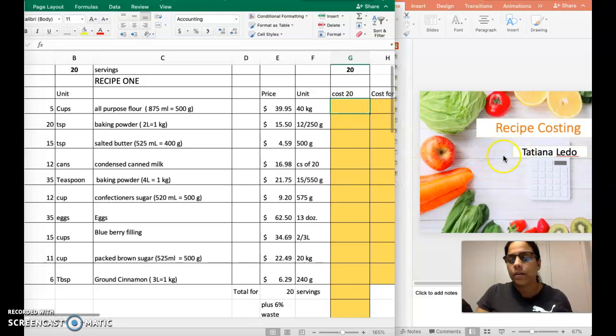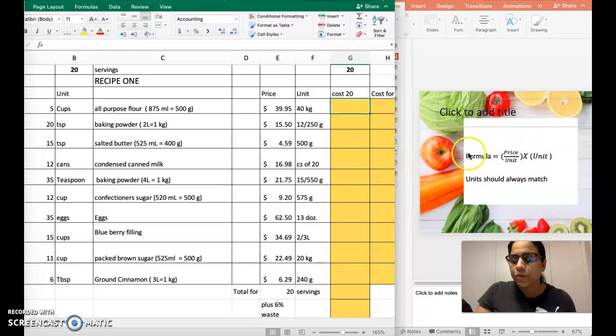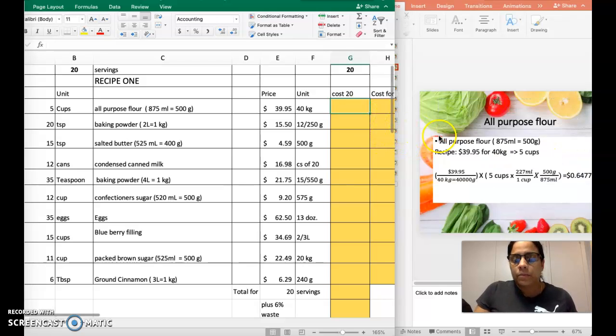The main formula for recipe costing is price per unit times unit, where the unit should always match. I'm going to start this recipe with all-purpose flour. What you can see on my right side is exactly what I'm going to do on Excel, using that previous formula, which is price per unit times unit.